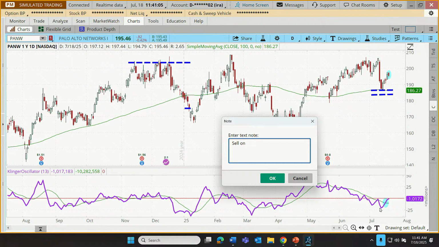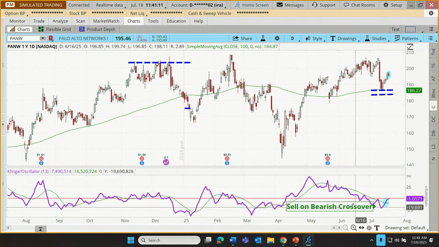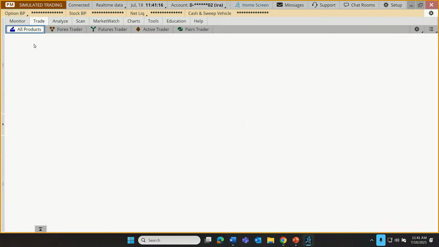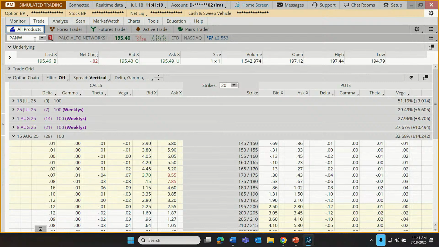Sell on bearish crossover. So this can be useful when a trader is coming up with a plan for a trade. You can put it right there on the chart. Let's go to our trade tab.